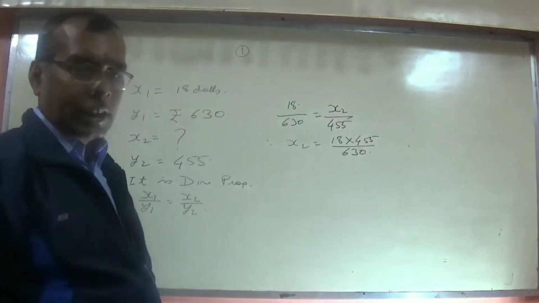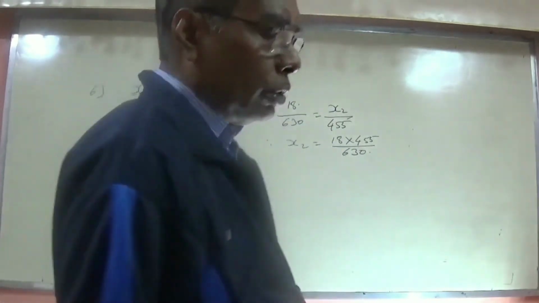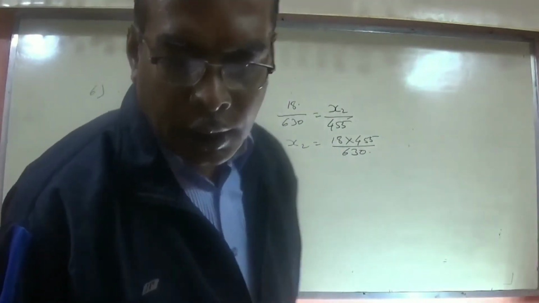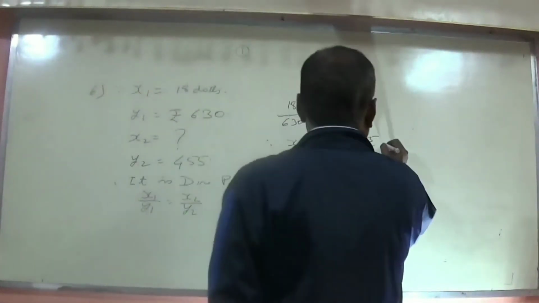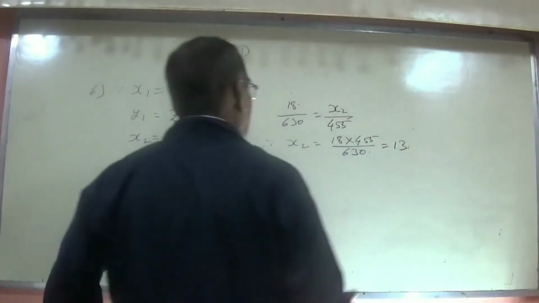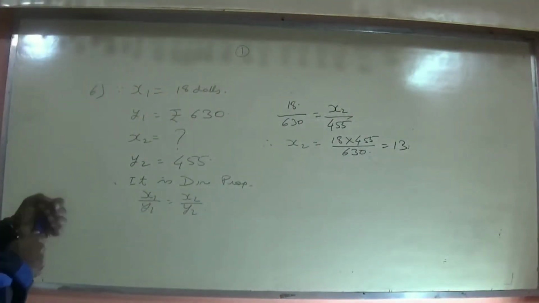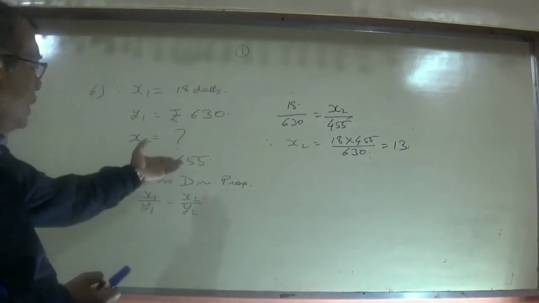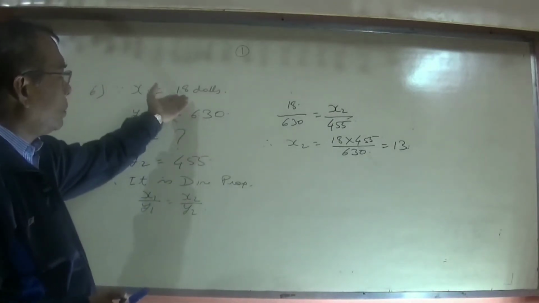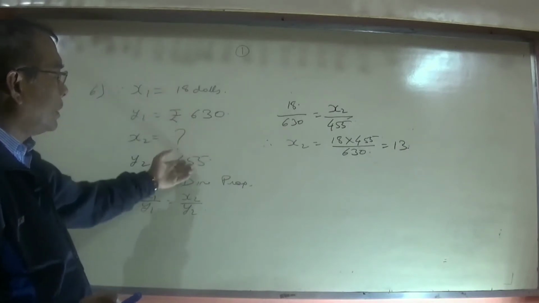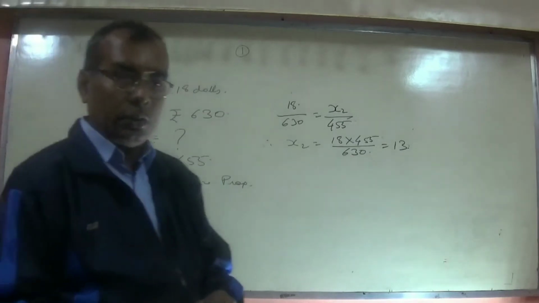Now, you should take the calculations. I think you can take the calculations by yourself only. So it will come as 13. So number of dolls you can purchase with rupees 455 is 13. Because money is less as compared to 630, so you are not able to purchase more than 18 dolls. You can purchase less than 18 dolls, and which is coming 13 dolls. Right?